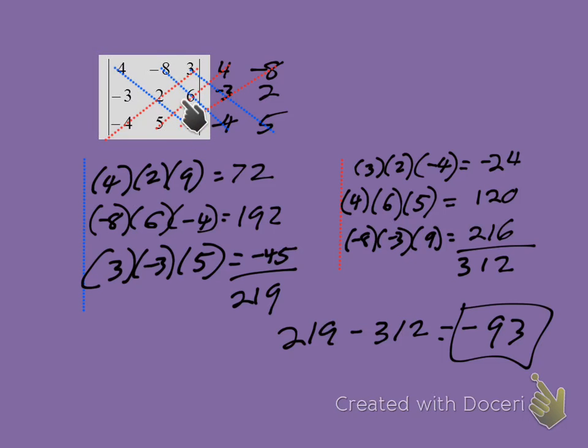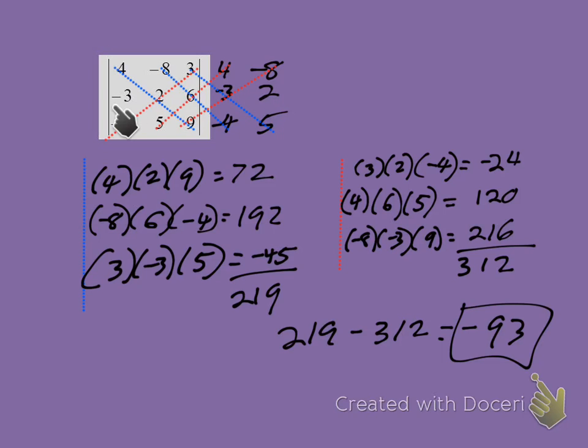Negative 8 times 6 times negative 4, add them up. And then 3 times negative 3 times 5, which is what you do. Except when you rewrite these 2 columns, you're putting this negative 3 here, so it's in line with what it's supposed to be multiplied by. You're putting the 2 here, so it's in line with what it's multiplied by.